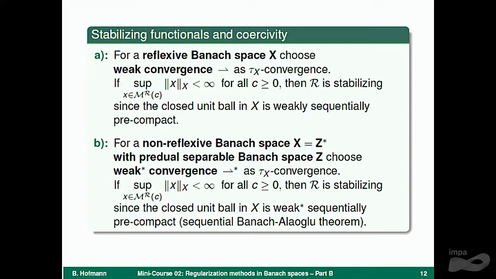For non-reflexive Banach spaces, what is the idea? For example, let's say we need for this X a pre-dual separable Banach space. My example in these slides will be L1, small l1, and you have c0, the space of zero sequences with a supremum norm, as a pre-dual space there. So you can use the weak star convergence here. And the same thing, if this exists for all C, then it is stabilizing, since the closed unit ball in X is weak star sequentially pre-compact. This is the well-known sequential Banach-Alaoglu theorem, which works here. So one can, for example, use these two ways as a standard R.